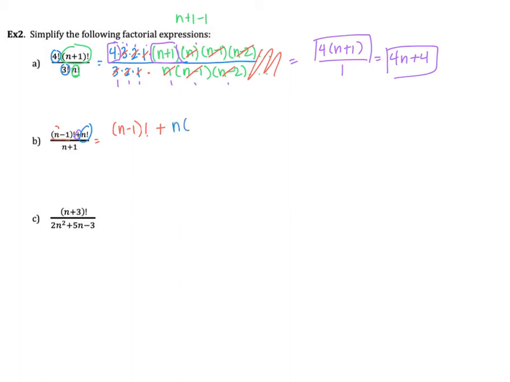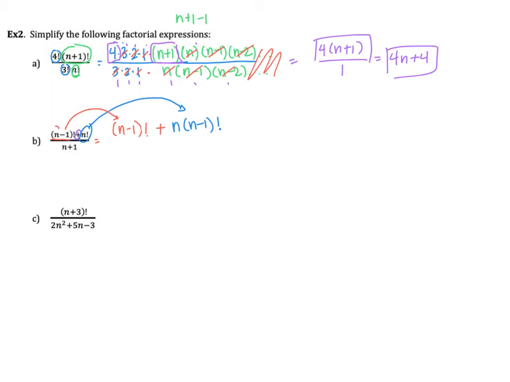That's n times n minus 1, etc. So I'm going to keep going down. I'm not going to write n minus 1 times n minus 2 times n minus 3, etc. I'm just going to expand it. N factorial is the same as this, and n minus 1 factorial just stays n minus 1 factorial.